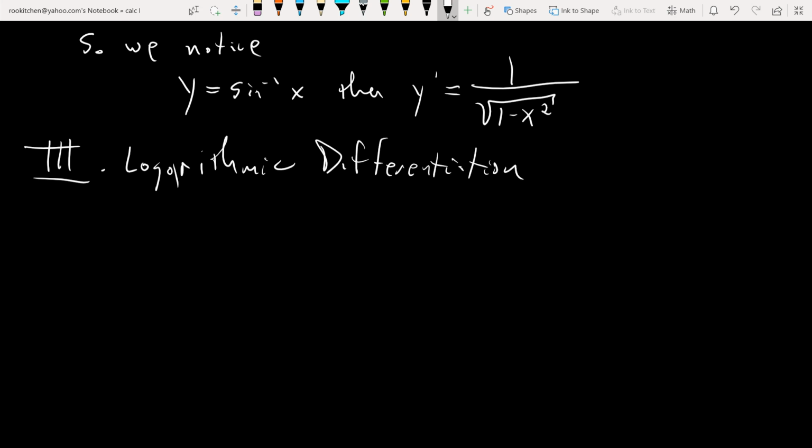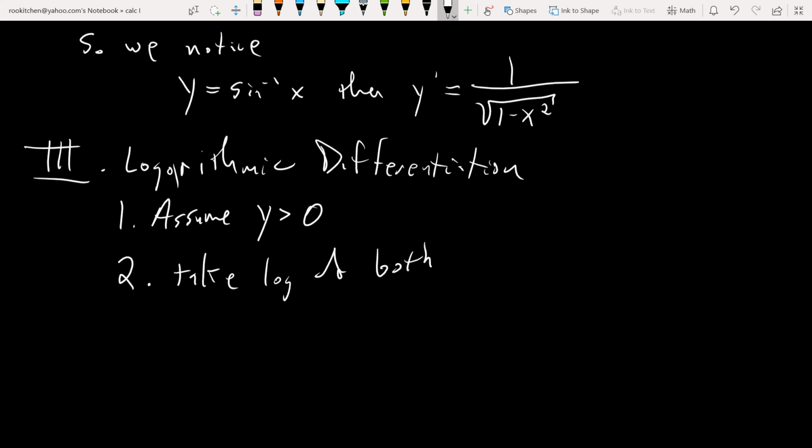Okay, and it's kind of a clever way to find derivatives that may otherwise be excruciatingly painful. First, you'll have to assume some stuff. You assume that y is greater than 0, because of the domain of the natural log. We're going to be taking the log of both sides. So step 2, you're going to take the log of both sides. And then step 3, differentiate implicitly.